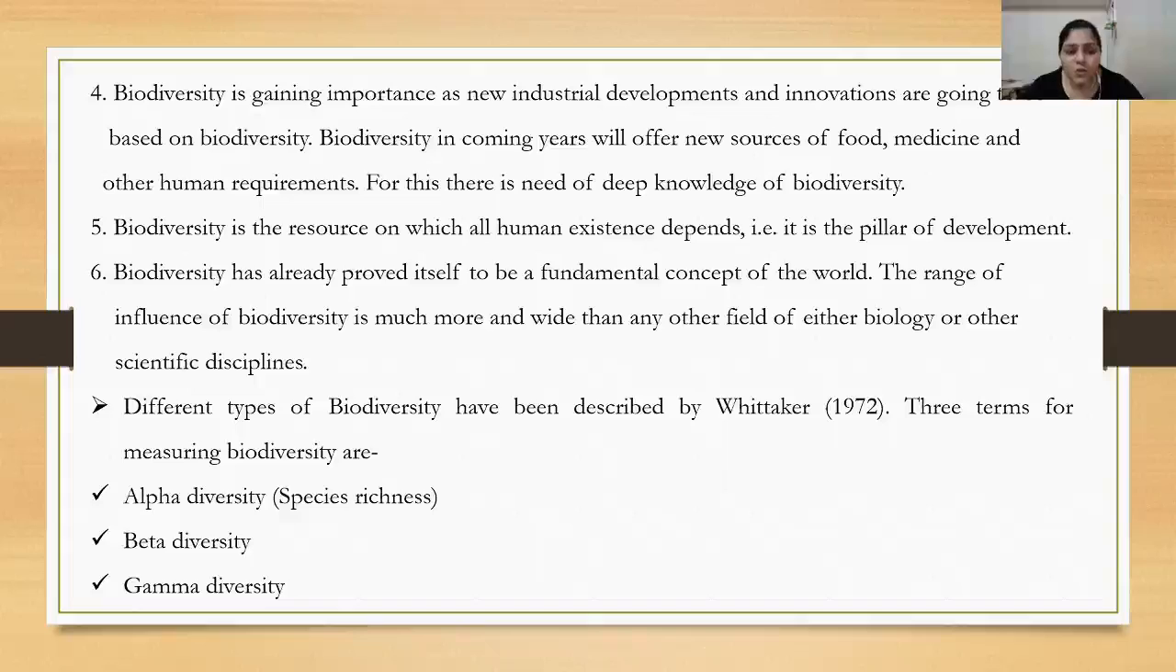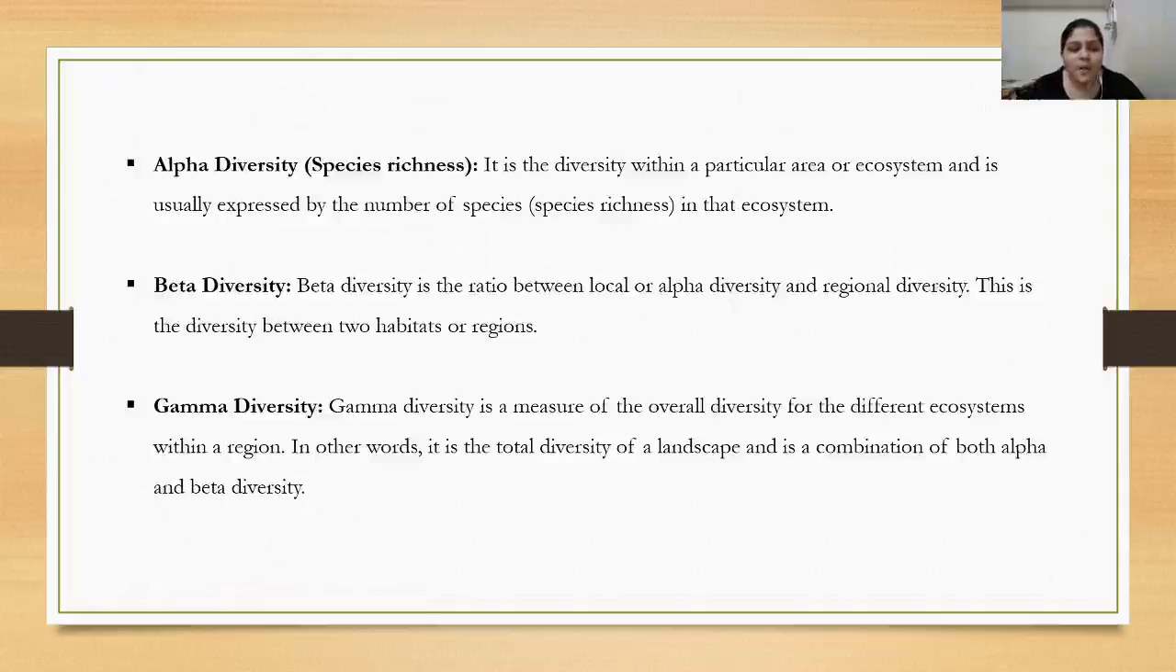Based on this, there are different types of biodiversity which were described by Whittaker in the year 1972. Three terms for measuring biodiversity are alpha diversity, which is also called species richness, beta diversity, and gamma diversity. The first term, alpha diversity, also called species richness, is the diversity within a particular area or ecosystem and is usually expressed by the number of species in that ecosystem. So, in a particular area or ecosystem, the number of species present in that area is called the species richness or the alpha diversity.